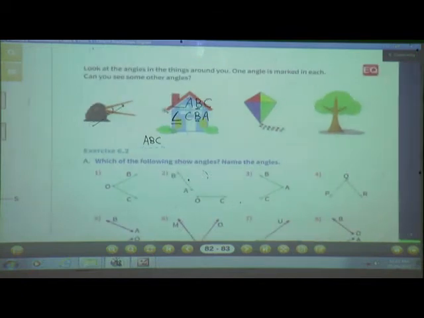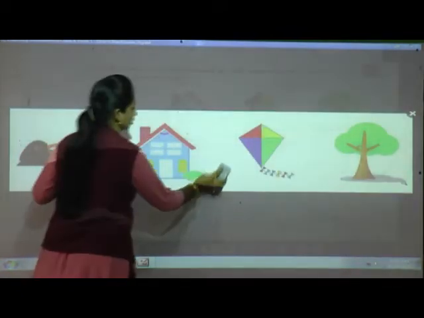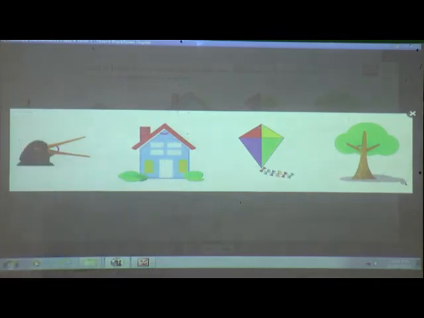Now observe these pictures, students. Look at the angles in things. They have given 4 pictures. One angle is marked in each. Can you see some other angles also? Just now we have seen angles in this way. They have marked it with a curve. See, this is a bird. The bird's beak is there. We can see an angle in the bird's beak.